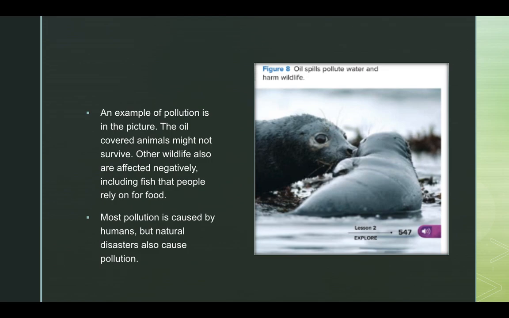If an oil spill happens, it's going to affect the fish, all the wildlife that live in the ocean or in that water that the oil has contaminated. They're not going to be able to eat things. Fishermen are not going to be able to get those fish because they are contaminated. They have oil, so it really disrupts this aquatic system. Most pollution is caused by humans, but natural disasters also can cause pollution. We are the number one cause, though, of pollution.